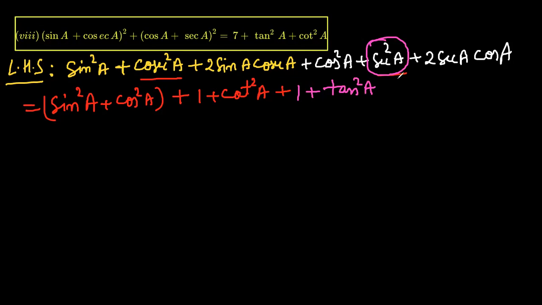And then 2 sine a cos a means 2 sine a as it is. And in place of cosec a, we can write 1 by sine a because cosec is the reciprocal of sine. And plus finally we have this term, which is 2 sec a cos a.